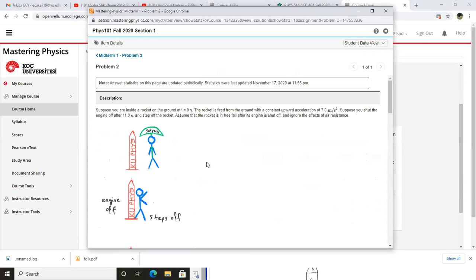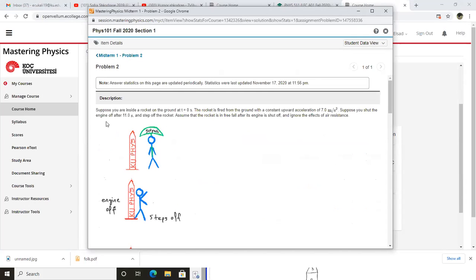Okay. I'm going a bit slowly so that you can understand what's going on here. So we have, suppose you're inside a rocket on the ground at initial time 0. Start from 0, right? The rocket is fired from the ground with a constant upward acceleration of 7 meters per second squared.